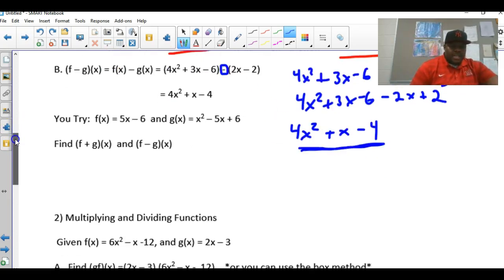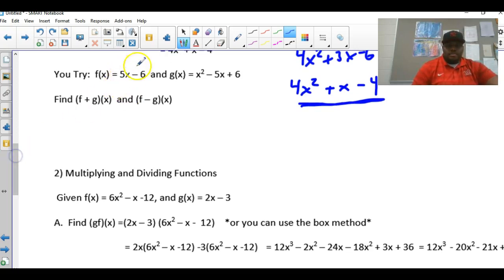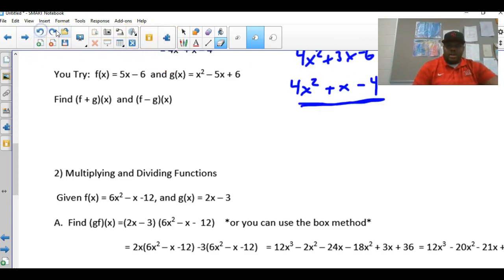Now, with that being said, let's look at this you try. This is the meat of the notes, so you can see it and work it out on your own. Actually, I'm going to leave that there so we can refer to it.